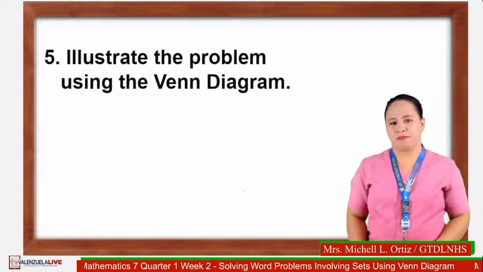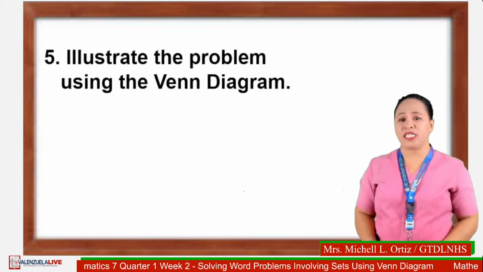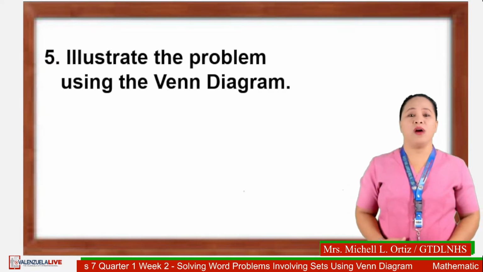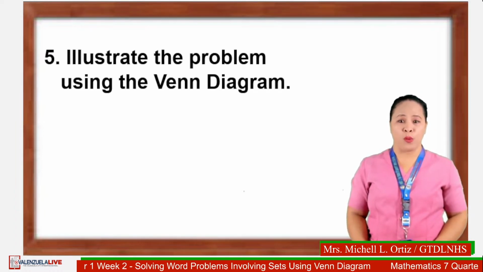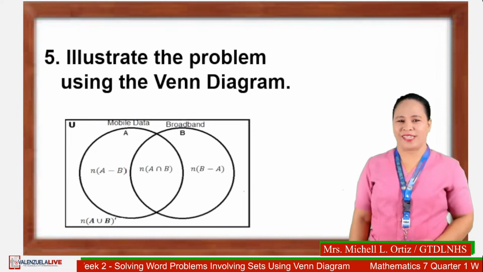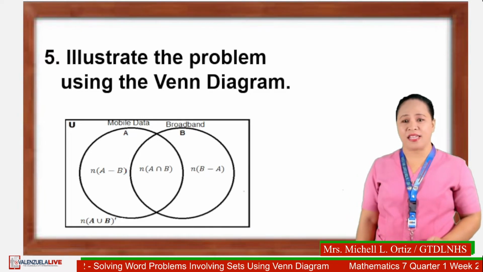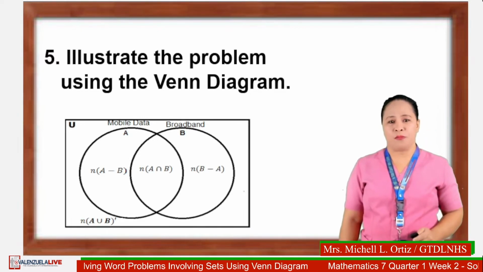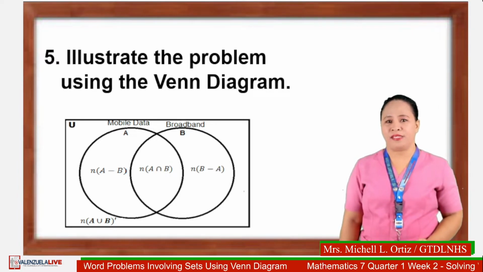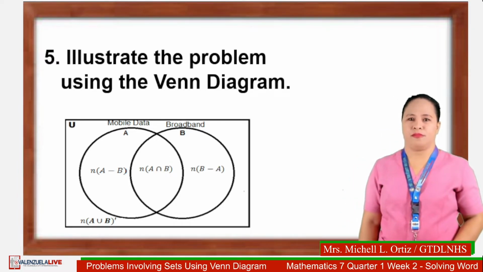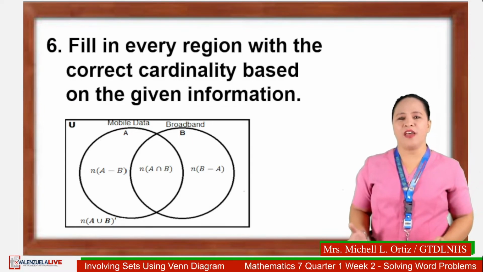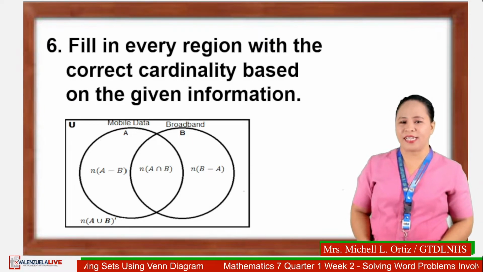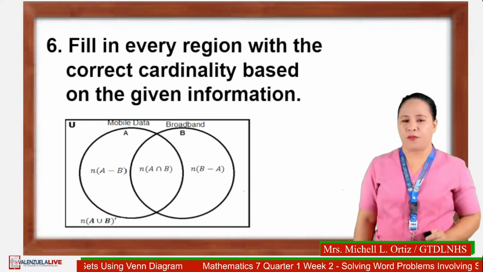Fifth step, illustrate the problem using the Venn diagram. In our given problem, we have two categories involved. So, we're going to draw two intersecting circles, set A and set B, to denote mobile data and broadband respectively. Next step, fill in every region with the correct cardinality based on the given information.